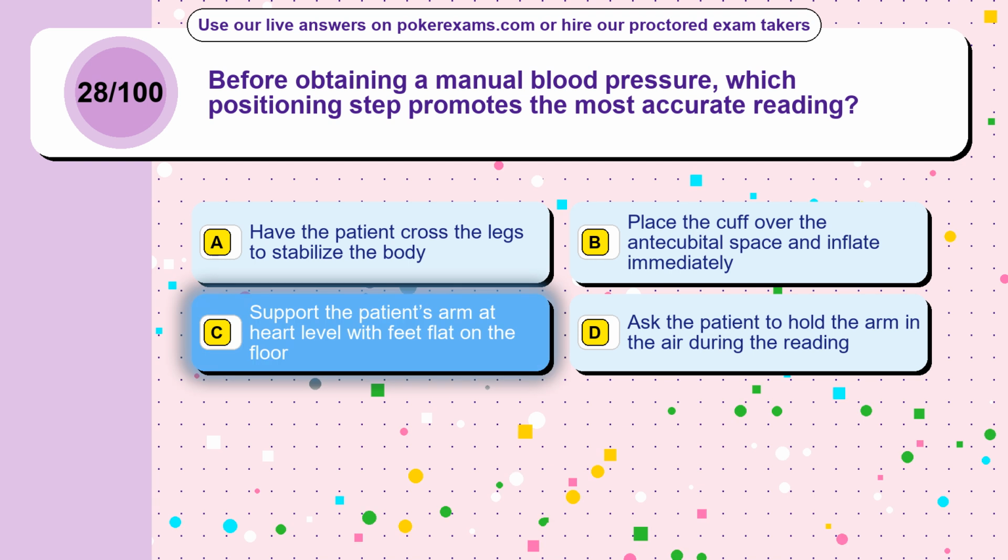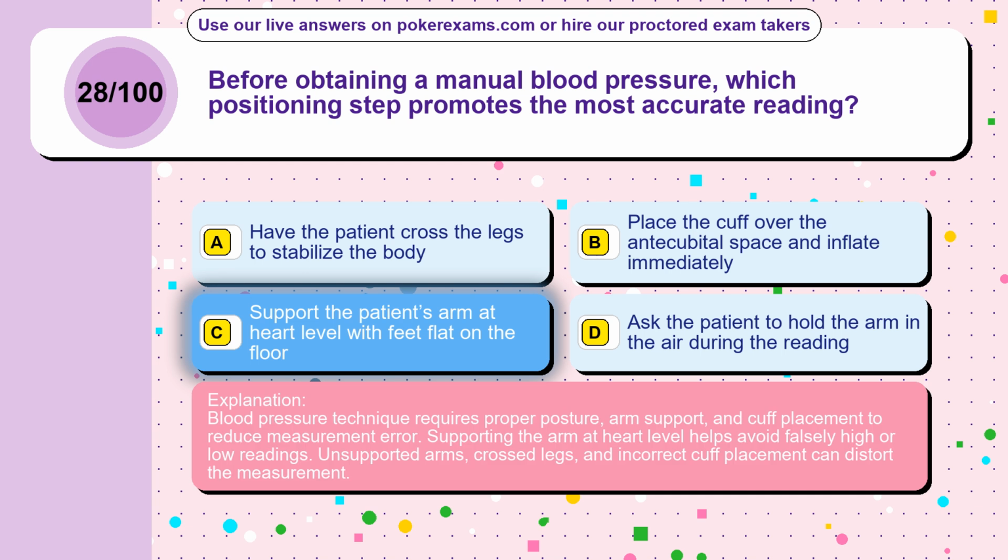The correct answer is option C. Support the patient's arm at heart level with feet flat on the floor. Blood pressure technique requires proper posture, arm support, and cuff placement to reduce measurement error. Supporting the arm at heart level helps avoid falsely high or low readings. Unsupported arms, crossed legs, and incorrect cuff placement can distort the measurement.